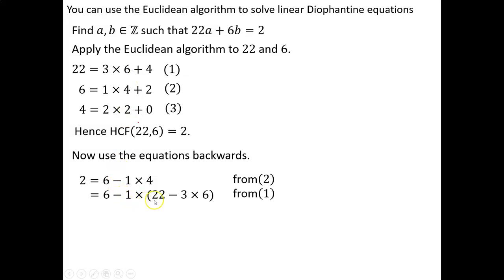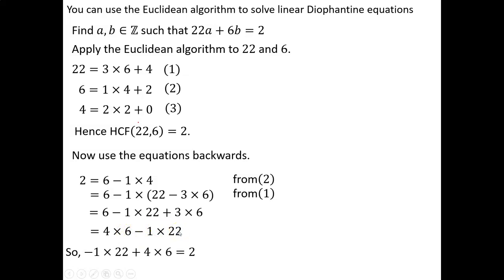Now I'm going to expand this bracket. So that's negative 1 times 22, negative 1 times negative 3 times 6. And now I've got a 6 here, plus 3 times 6, so that's 4 times 6. And notice I've got a 6, I've got a 22. And I can check: negative 1 times 22 is negative 22, plus 4 times 6, which is 24, gives me 2. So that's one solution to my equation.